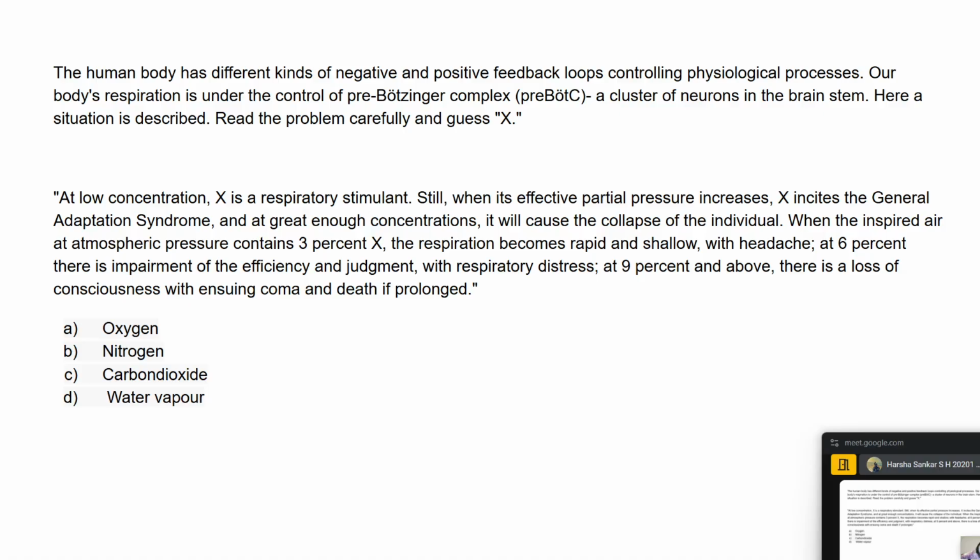At 6%, it will start affecting the neuronal system, and it will impair the efficiency and judgment process. And definitely respiratory distress will be there at 9% or above. Then complete loss of consciousness, which if prolonged can lead to coma, and if it prolongs again, it can even lead to death. So what is this gas? Oxygen, nitrogen, carbon dioxide, or water vapor? What is the correct answer?